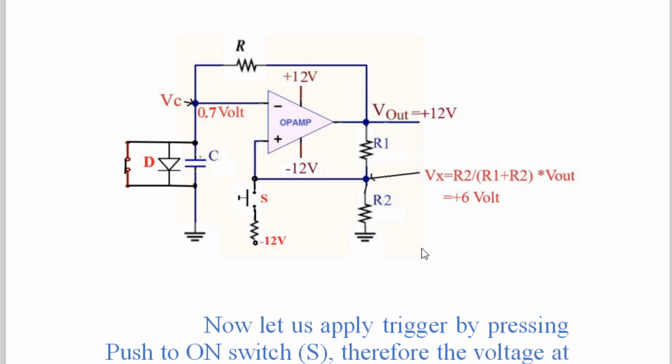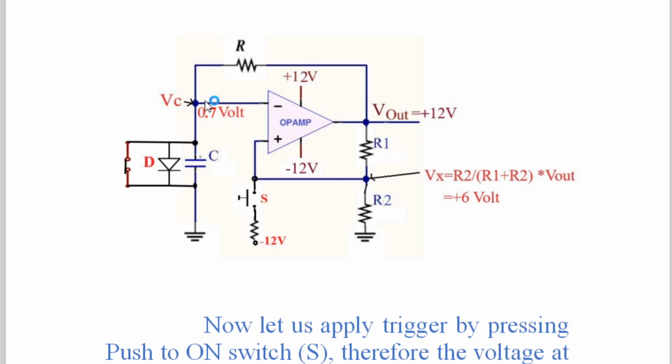Now, I hope you understood everything: why plus 12 volt is written here, why 6 volt is here, why 0.7 volt is here, why the diode is shown as a closed switch. So all the points, I hope you understood. Now we will disturb the circuit by applying a trigger pulse. And let us imagine now this point is at 6 volt. Now this switch is open. This switch is open. This point is at 6 volt.